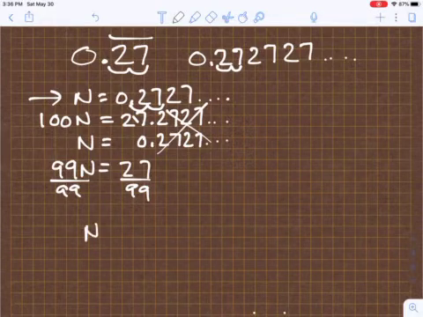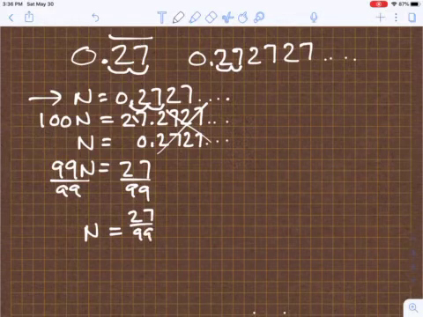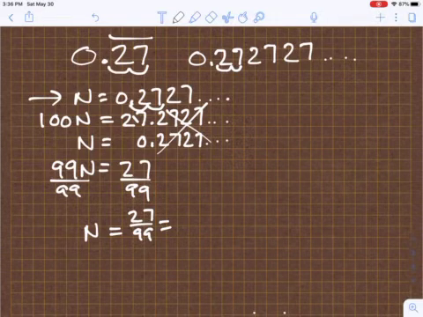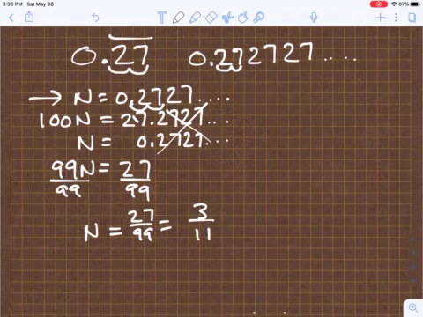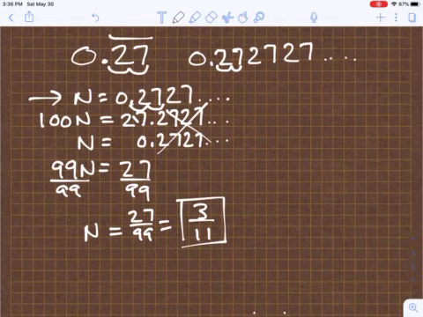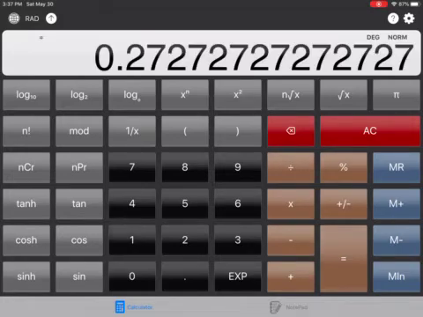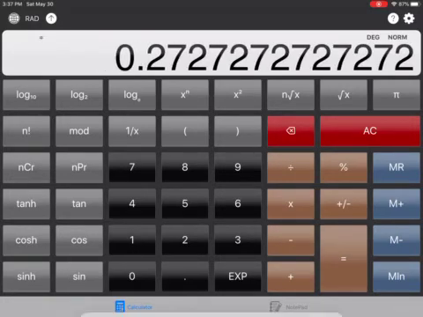Okay. And then I get n is equal to 27/99, and I can simplify that a little bit. I think I can divide them both by 3. Or I can divide them both by 9, actually, right? And if I divide 27 by 9, I get 3. And if I divide 99 by 9, I get 11. All right, so you get 3/11. And if we take a calculator and we go 3 divided by 11, there we go. Right? That's pretty cool, isn't it?